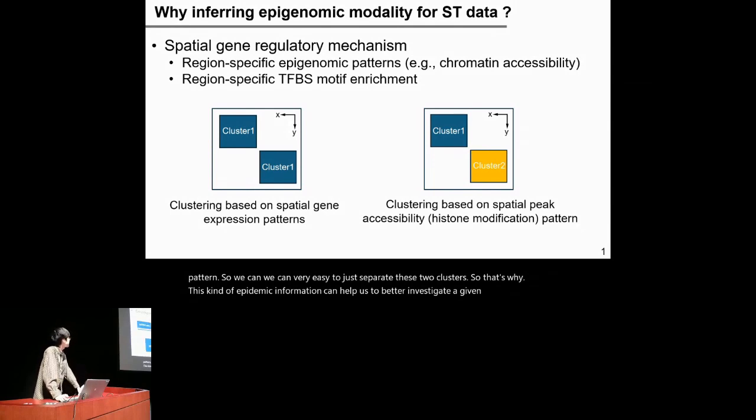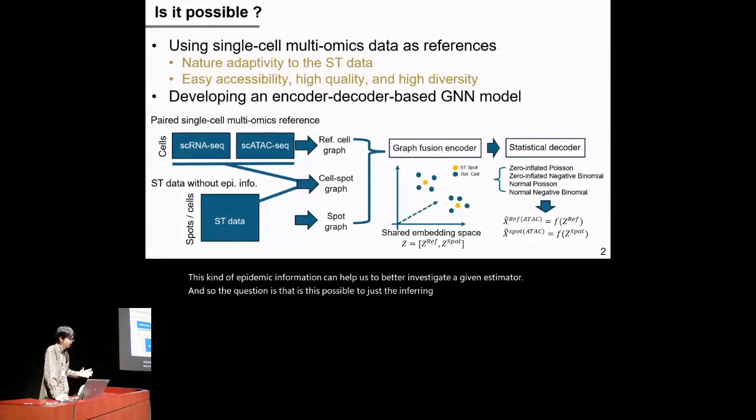And so the question is, is it possible to infer some epigenomic information for a given ST data? The answer is yes. We use the single-cell multi-omics data as reference, and we also developed an encoder-decoder-based graph neural network model. Here is a very simple illustration of the framework. The input is, as we have talked about, one paired single-cell multi-omics reference, and the other one is the spatial transcriptomic data without the epigenomic information. It's just a very simple ST data.